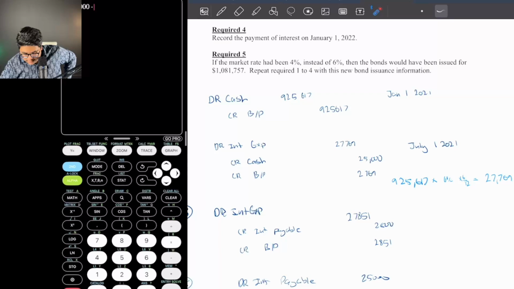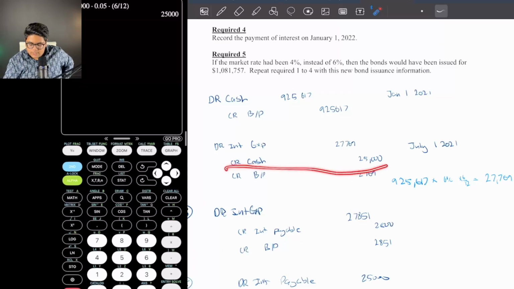And we need to times it by 5% interest, 0.05. And we need to times it by 6/12, right? We get total semi-annual interest of $25,000. That is the amount of cash that we as a corporation have to pay to our investors. We already know that. That is credit cash, 25K. That will not change. In fact, that will never change in any of the scenarios.